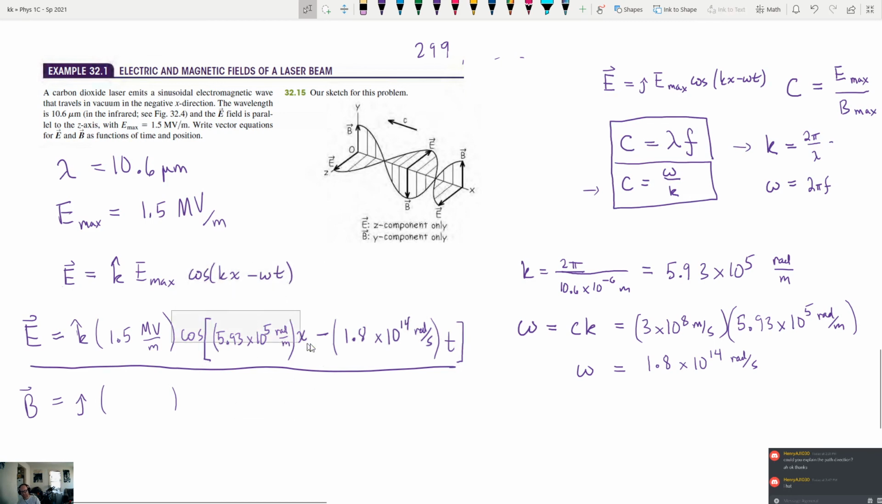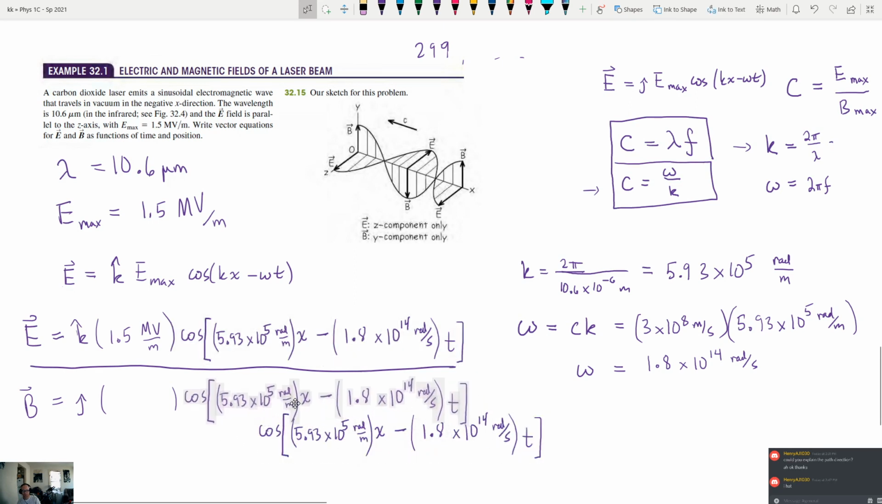They're in phase with each other. If they weren't, you could have some kind of phase constant that differs between the two of them, but in this particular case, because it's a laser, they're going to be in phase. And I think in most of the homework problems you're going to see, they're going to be in phase.